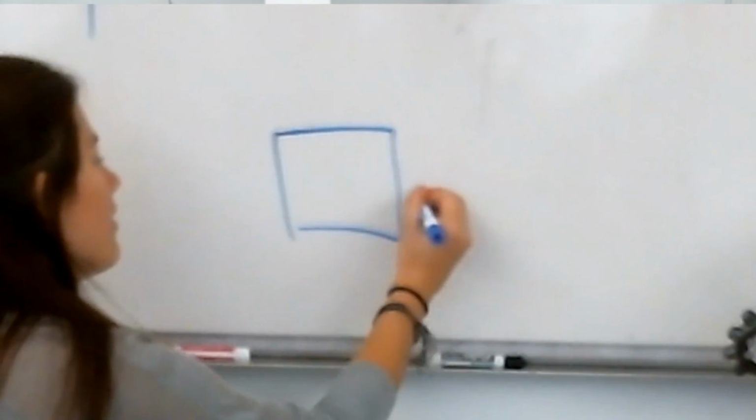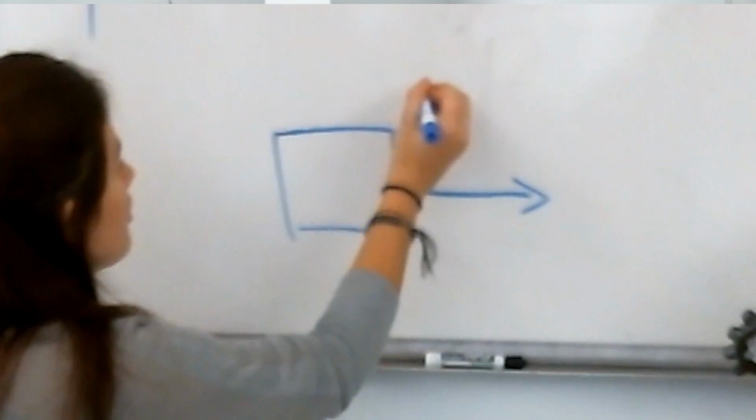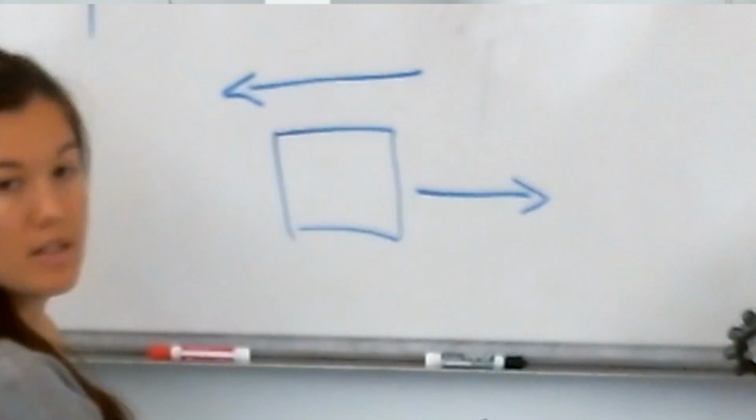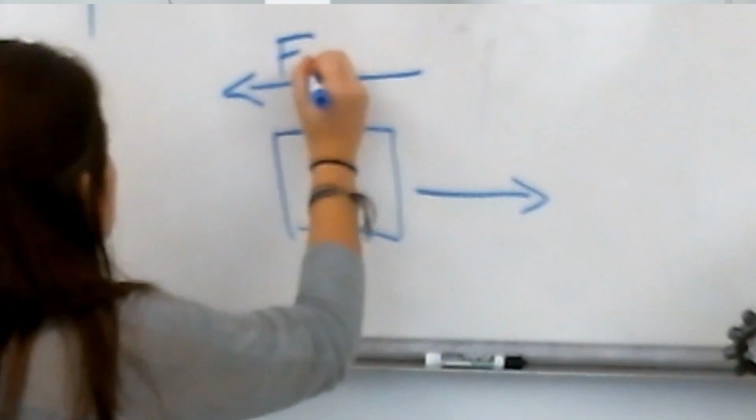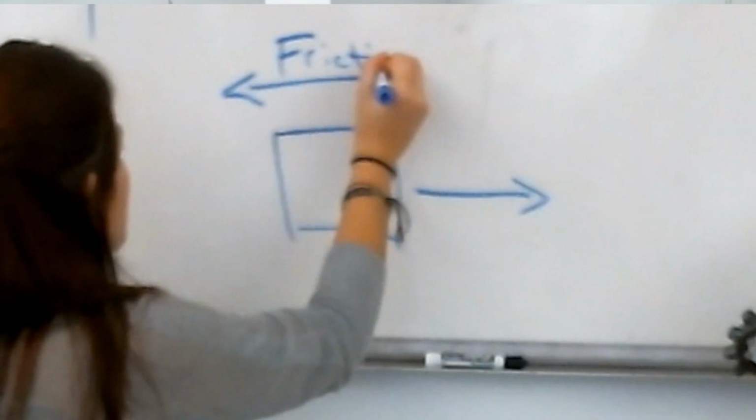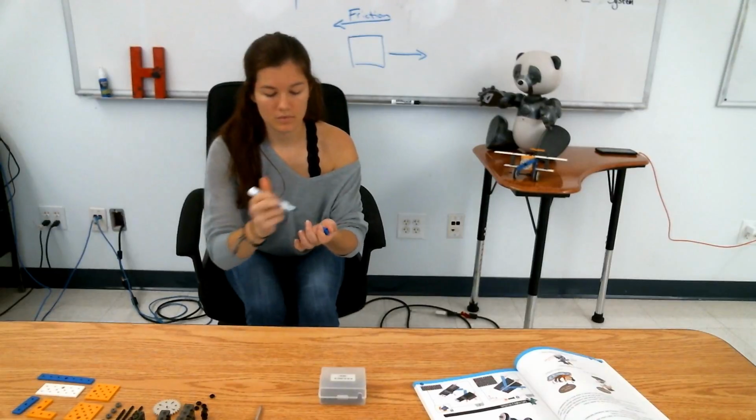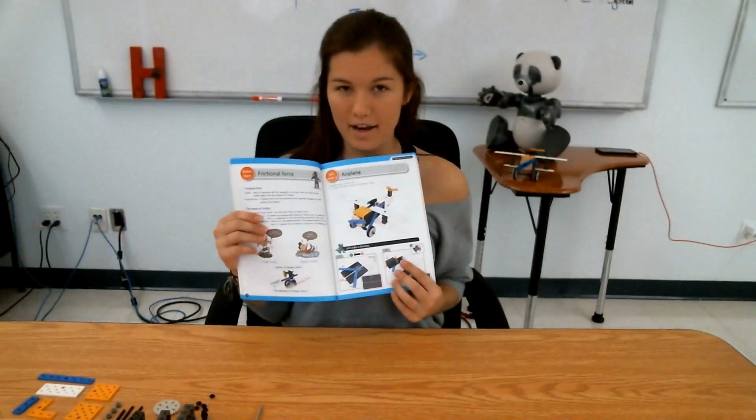when you have an object moving this way, your frictional force will be pushing back this way. It's just a simple law of physics. It is one of Newton's laws. Well, part of it, not all of it. Okay, so to demonstrate our friction, we will be making an airplane.